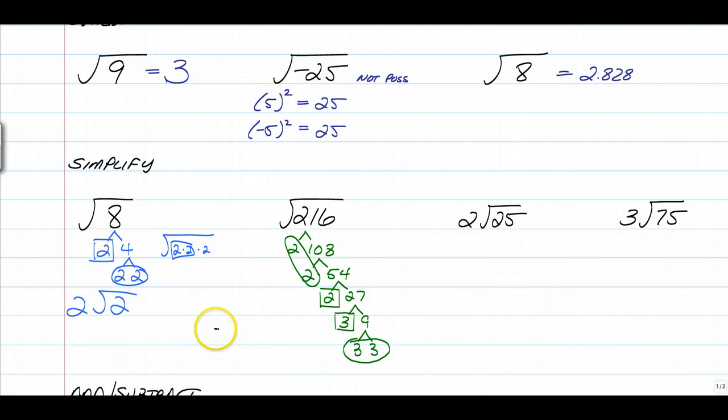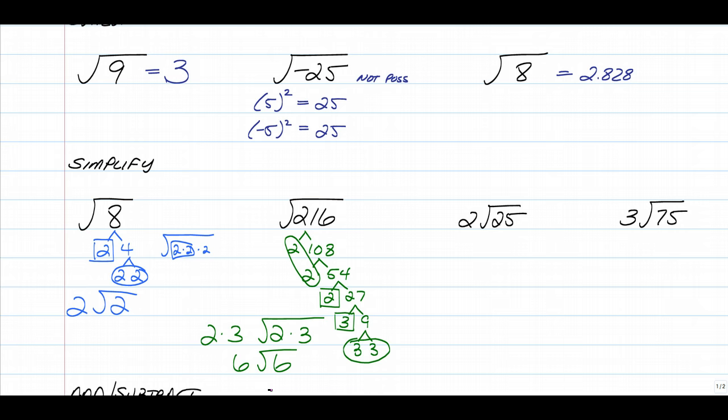So this group of 2s can come outside of the radical, but that 2 must stay inside the radical. This 3 must stay inside the radical, and those 3s get to come outside. And then you simplify it by just multiplying. So 2 times 3 is 6, and 2 times 3 is also 6. So the square root of 216 will simplify to 6 root 6.